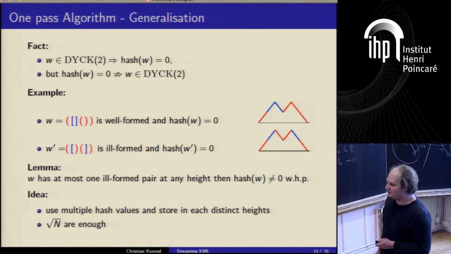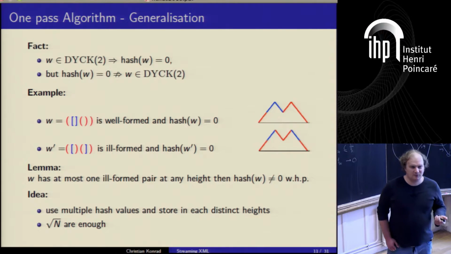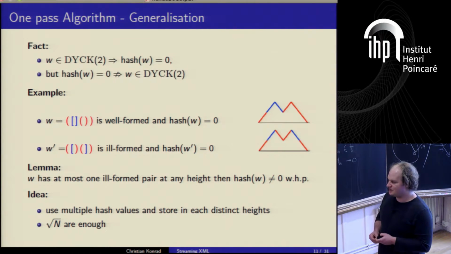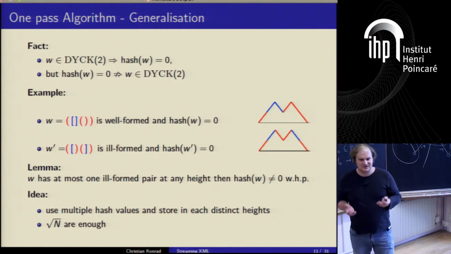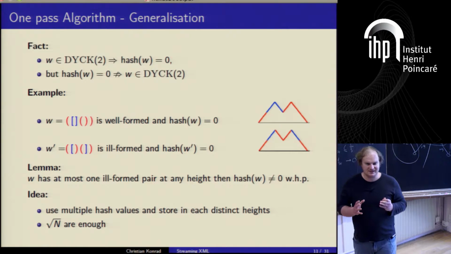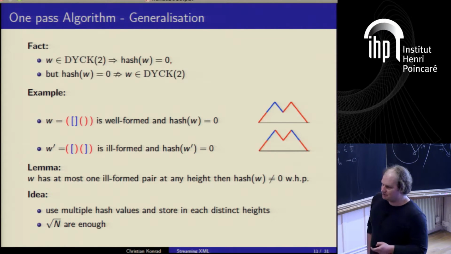In this instance, we would have 4. But if we had only 2, then we can be sure that if the hash value becomes 0, the instance would be well formed. So the key idea here is that we try to use many different hash values so that we can ensure that at each level we have at most 2 parentheses essentially. So how does that work?